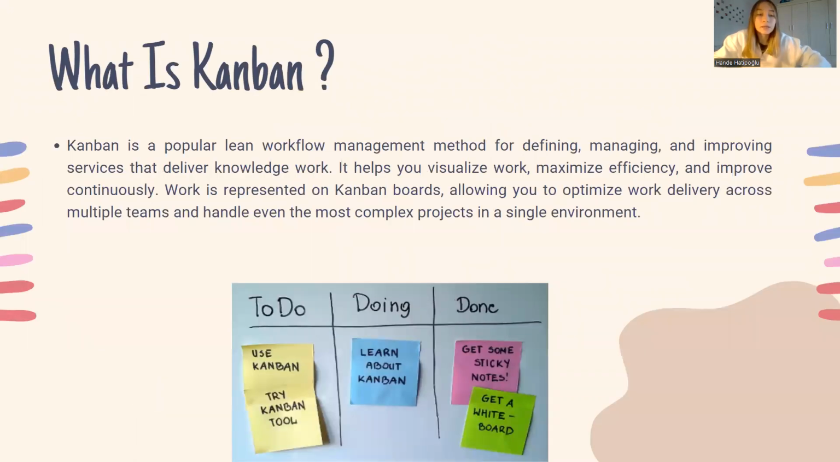So what is Kanban? Kanban is a popular lean workflow management method for defining, managing, and improving services that deliver knowledge work. It helps you to visualize work, maximize efficiency, and improve continuously. Work is represented on Kanban boards, and these Kanban boards allow you to optimize work delivery across multiple teams and handle even the most complex projects in a single environment.